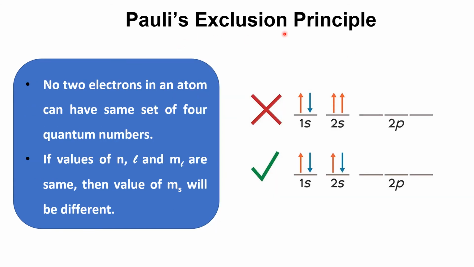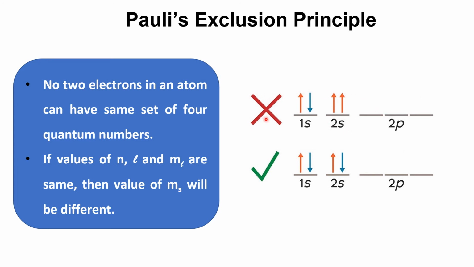Then comes Pauli's exclusion principle. According to this principle, no two electrons in an atom can have the same set of four quantum numbers. It means that if I'm talking about 2s, here both the electrons are having the same spin in the same orbital, which is not possible because they would have the same set of quantum numbers, which is not possible.